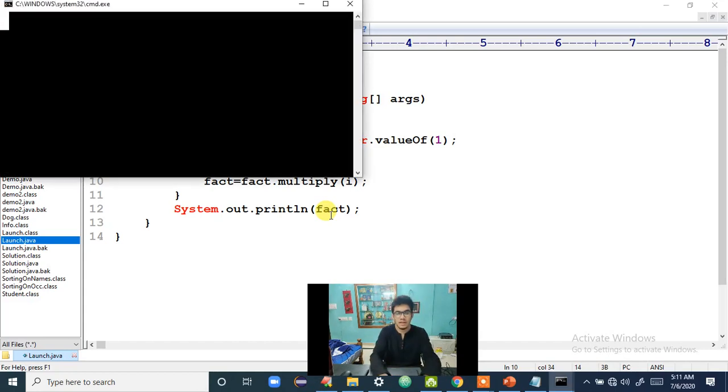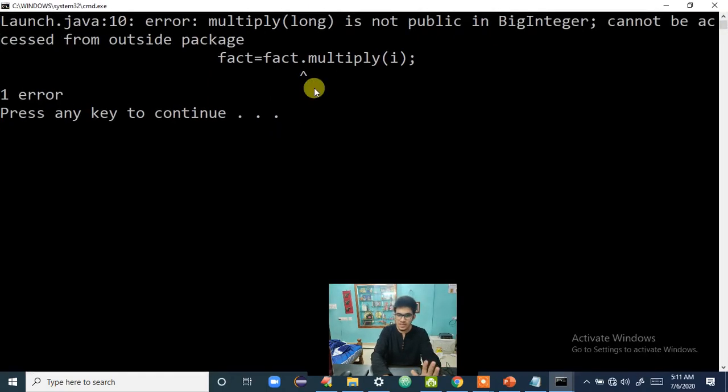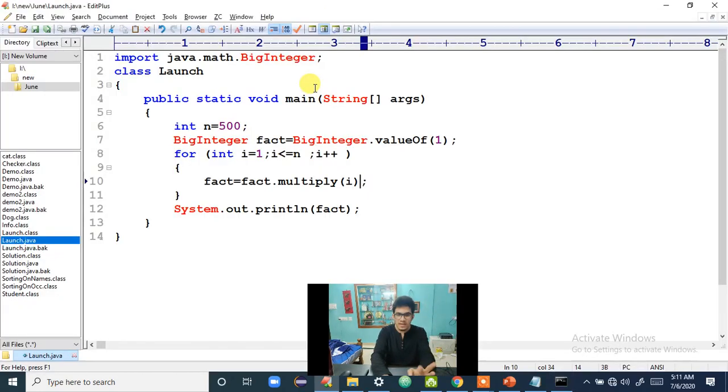If I compile, now I promise you, this is the last problem. After this, we'll definitely get the output. What it is trying to tell you is, hey, multiplication is happening, I am ready to do multiplication, but I can't multiply fact and integer type. Why are you giving me integer type? Because I, as a multiply method, can only multiply the same type.